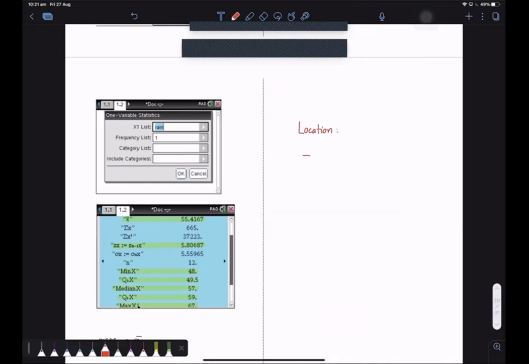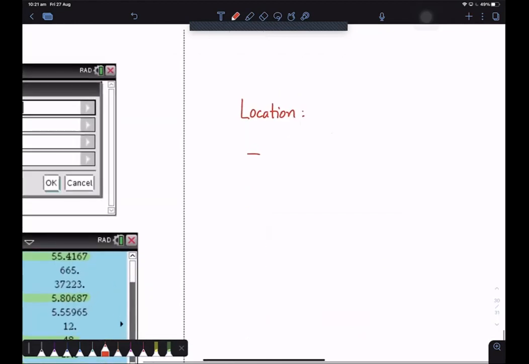Arafat, what was one of our ways that we find the median? What was one of the ways that we find the location? By... we find the location by... starts with an M? Median. Yep. Median. What's the other one?